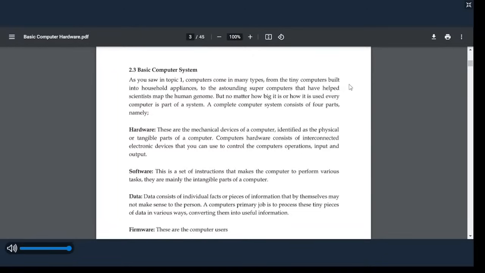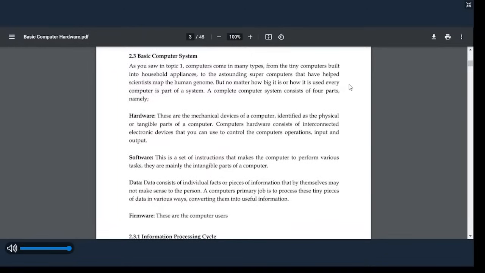This is a set of instructions that makes the computer perform various tasks. They are mainly the intangible parts of a computer. So software, you can't touch it, but it gives instructions.